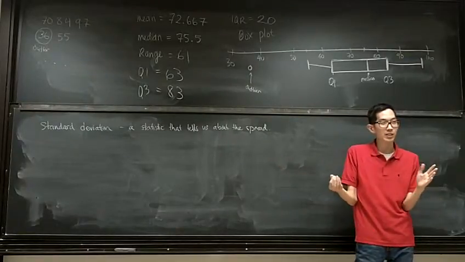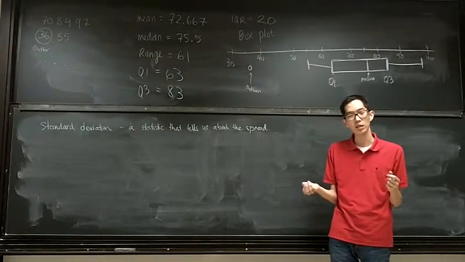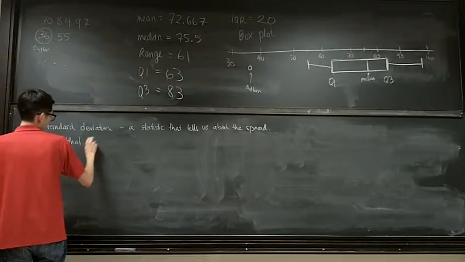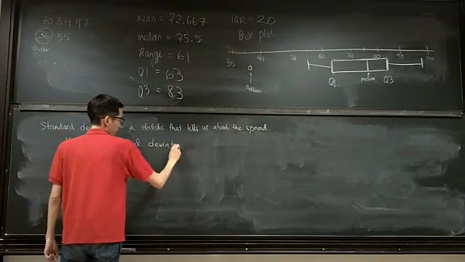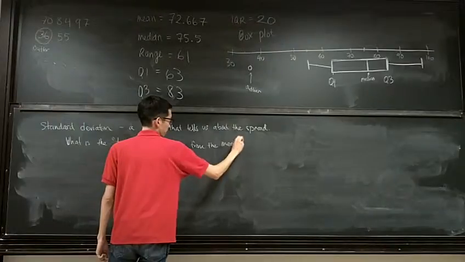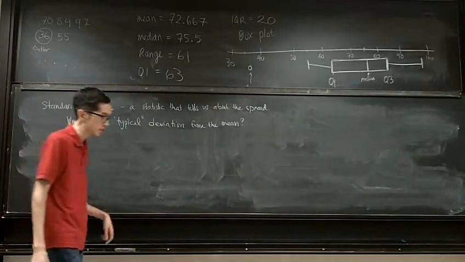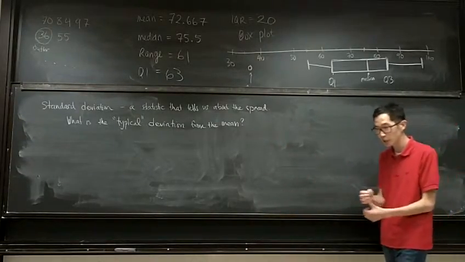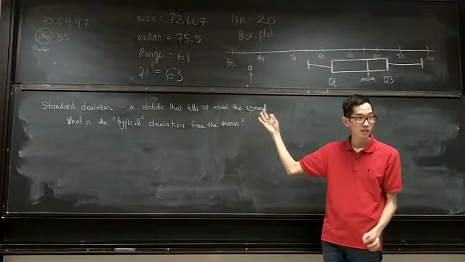The standard deviation is a little bit different, and it gives us an idea of what is the typical deviation from the mean. Okay, so this is a loose definition. Typical deviation from the mean. That's not exactly that, but it's a loose working definition. But just like the IQR, just like the range, you're going to get a number. It's a numeric summary that tells us about the spread, a statistic that tells us about the spread.